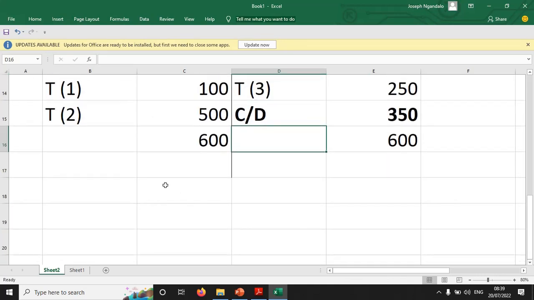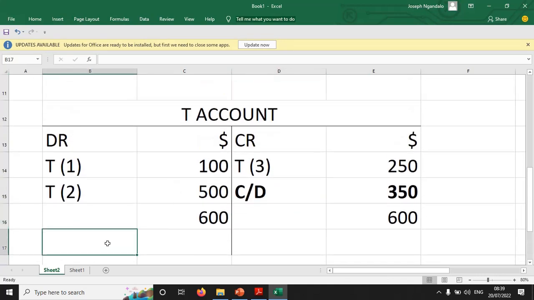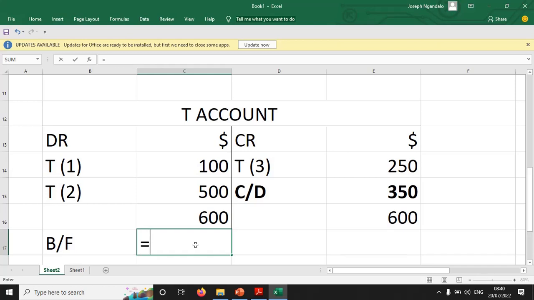Then finally, what do you do? Insert balance brought forward. Where? On the side which had the higher total initially. And the brought forward or brought down is always going to be equal to what you closed with. Did you hear that?